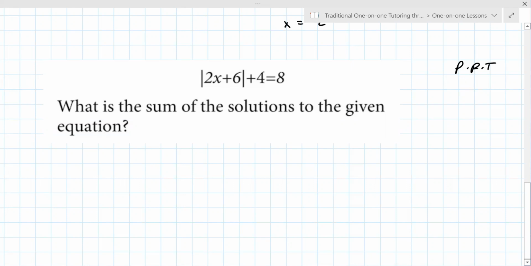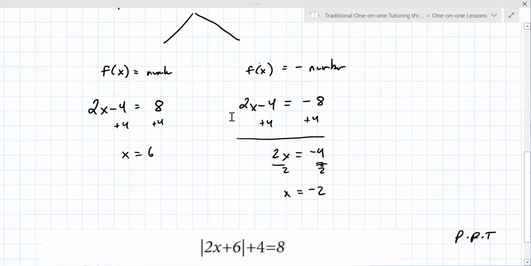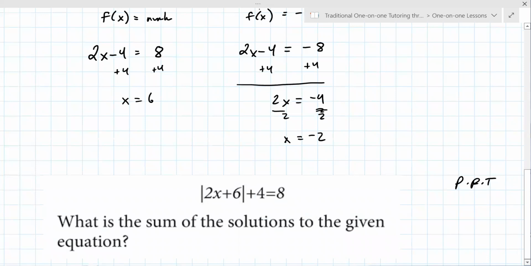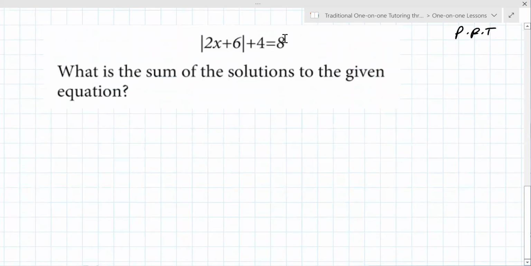Okay, well, let's do one more of these absolute value equation problems. In the previous problem, I'm going to scroll back up. Do you see how the absolute value already equaled a number? That's what we want here. We don't want this +4. We want the absolute value to equal a number. So how do you undo it?